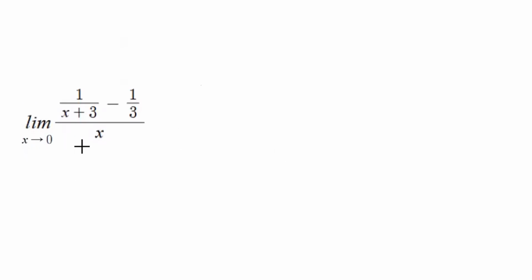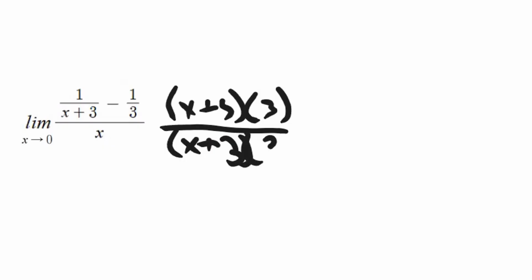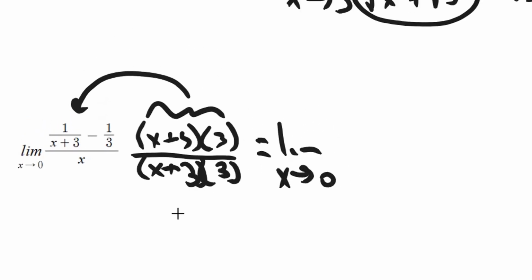Here, if x approaches 0, not only is the denominator here 0, but the numerator is going to be 1/3 minus 1/3. What we do is we multiply by the common denominator of the numerator fractions over itself. X plus 3 times 3 over x plus 3 times 3. So when I multiply this, you have to distribute it to both terms in the numerator. So you have limit as x approaches 0.